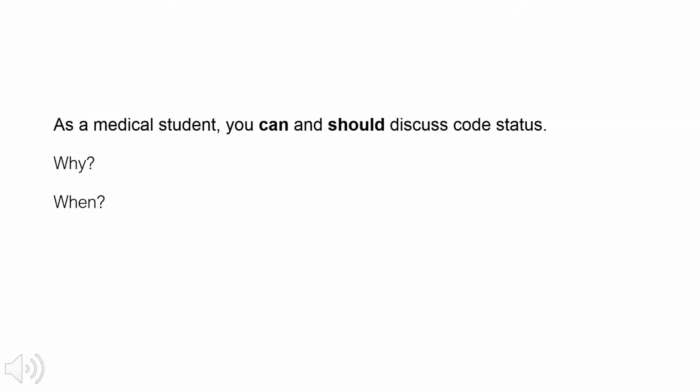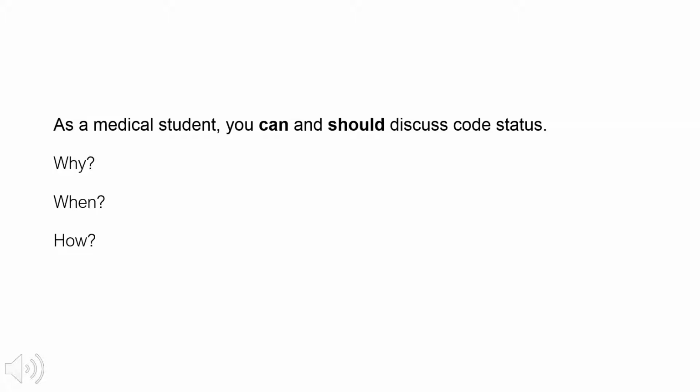Next, when? Discussing code status and identifying a surrogate decision maker, should one become necessary, ought to be a standard part of every new history and physical you conduct. That includes patients who have a code status documented from a prior hospitalization, or patients who are transferred here from other hospitals.